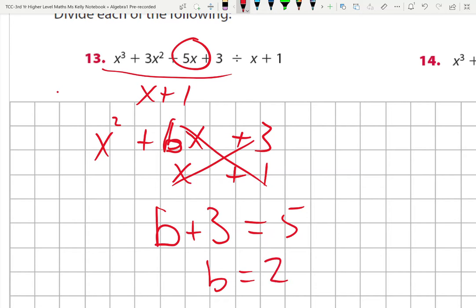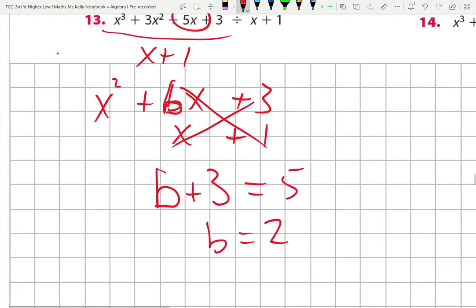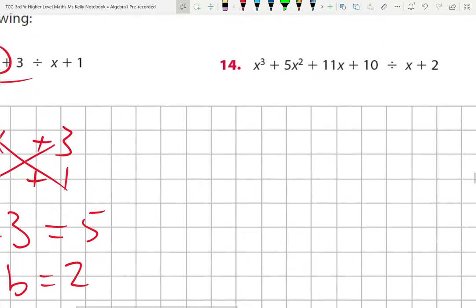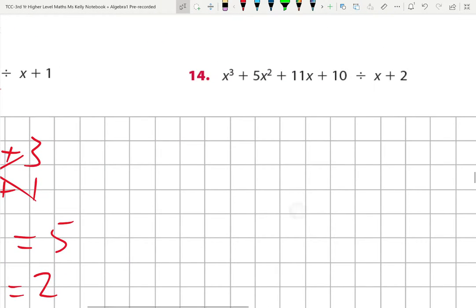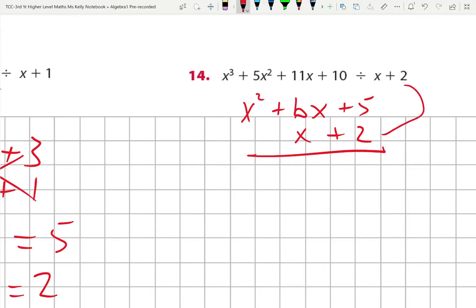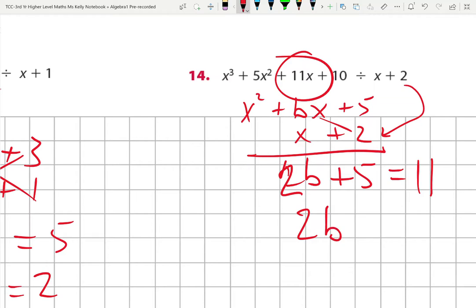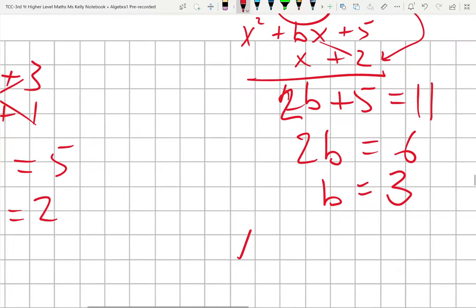It's just another way of doing it. Okay? So we'll try it this way. We'll go x squared plus bx. 10 divided by 2 is 5. Drop your x and 2 here. So that swings down here. Do 2b's. And 5 equals, what's it equal to? It's equal to this, 11. 2b equals 6. b equals 3. So the answer is x squared plus 3x plus 5.